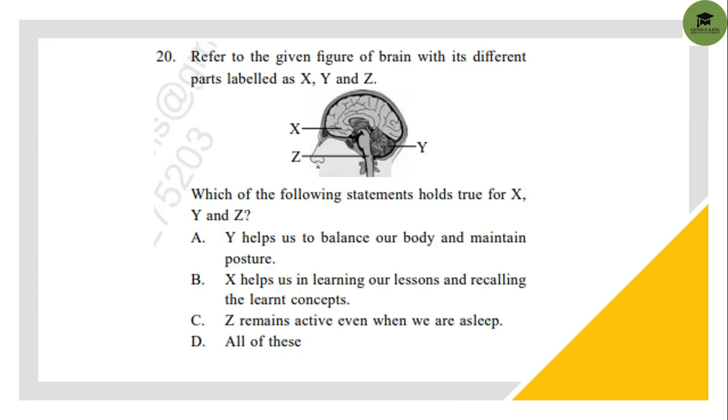Next question: refer to the given figure of a brain with its different parts labeled as X, Y, Z. So in the brain, if you see X, Y, and Z, what is X? X is cerebrum. What is Y? Y is cerebellum. And what is Z? Z is medulla oblongata.